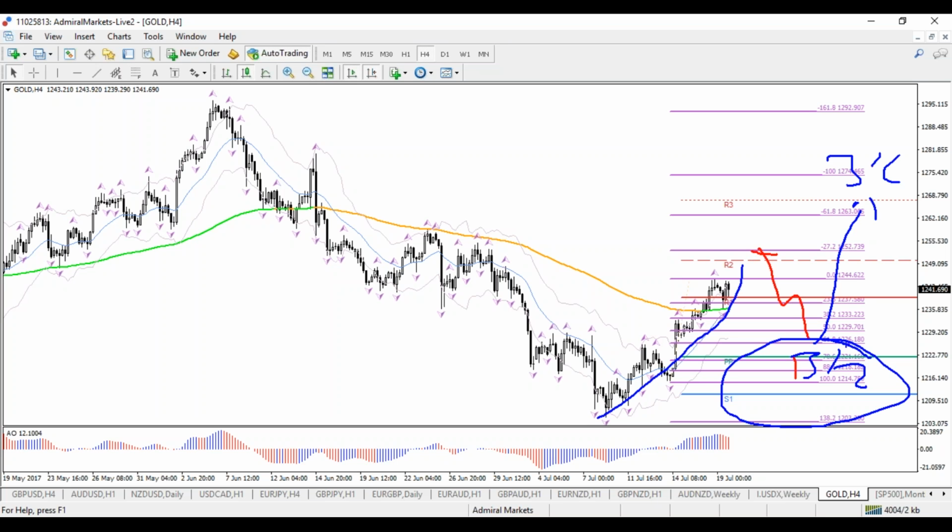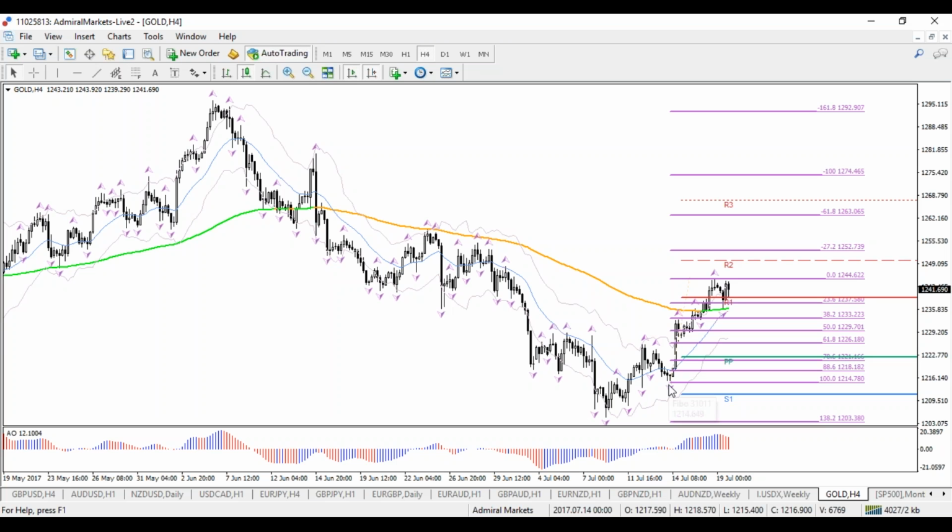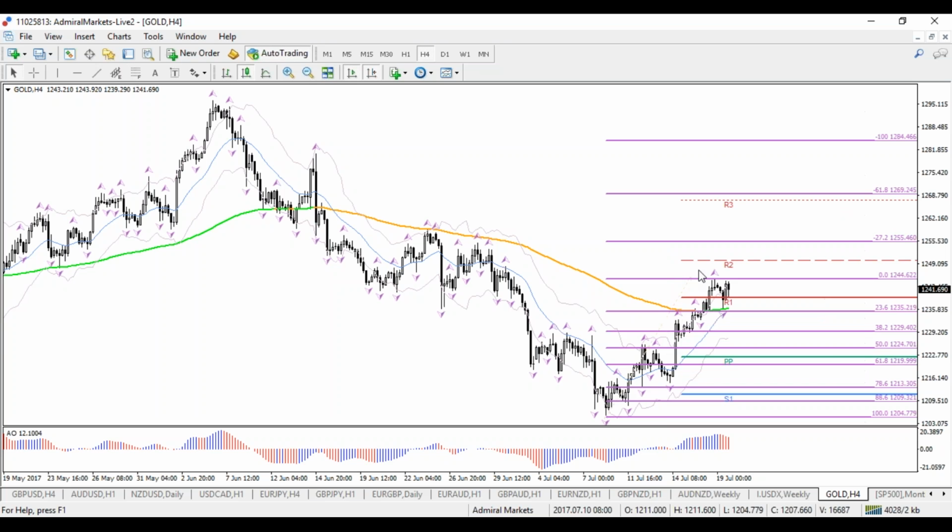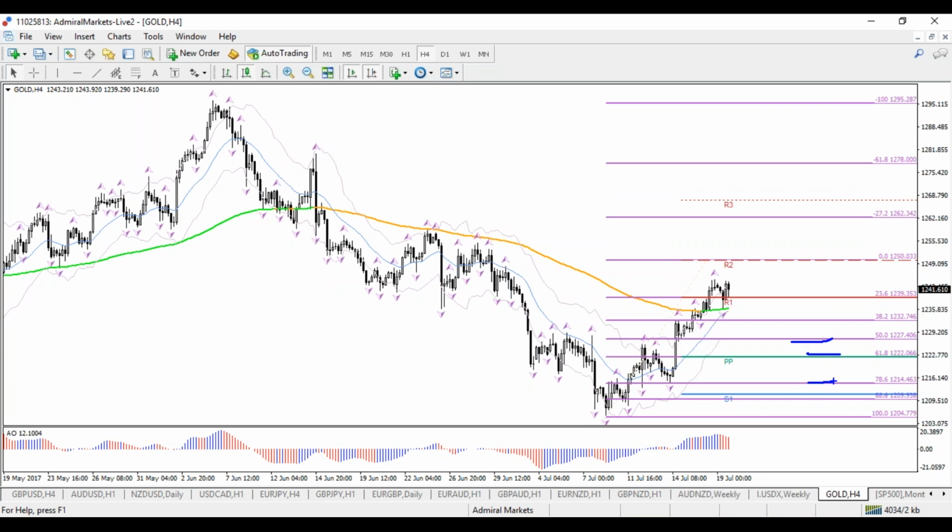In that case, I would redraw the fib from this bottom to the top. Let's say it's 112.50, and I'll be specifically looking for the 50, 61, or 78.6 fib.